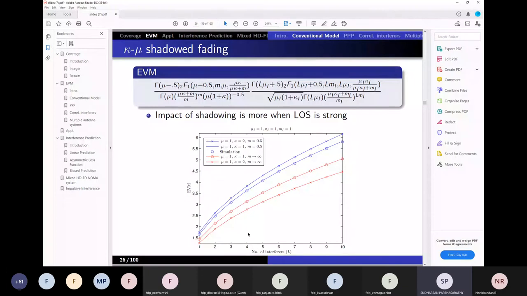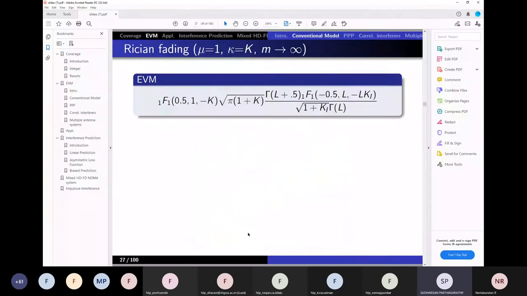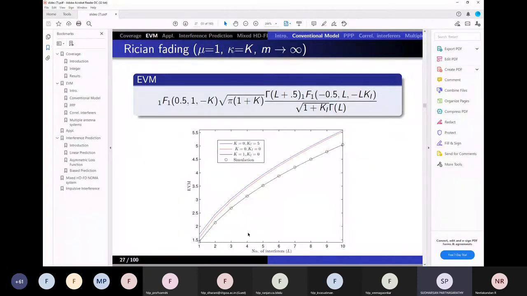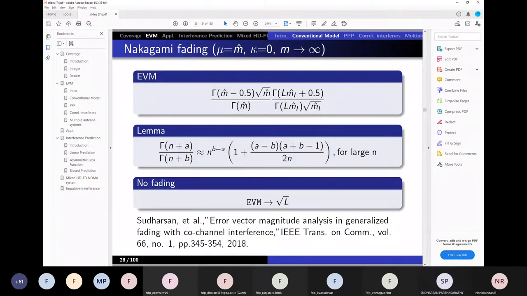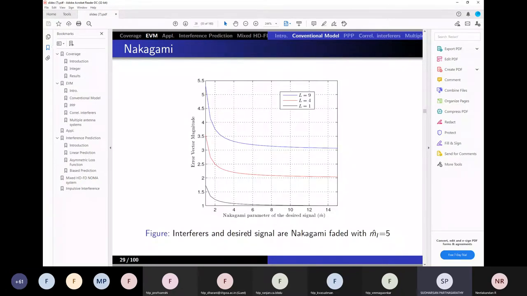Slide number 27. From whatever we derived for Kappa-mu shadowed fading, we can derive the expression for different fading models. Here is Rician fading, and again it has a plot. Slide number 28, we can derive it for Nakagami fading. And next, by using this lemma, we can also derive it for no fading.